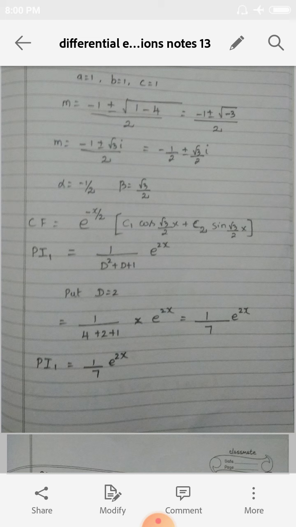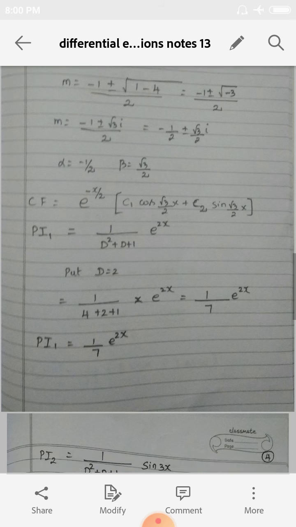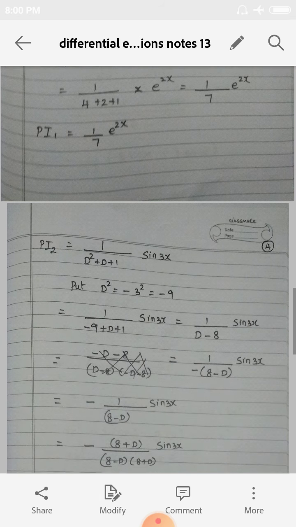We get the answer. Suppose again we get the failure case, then again multiply x to the numerator. We get x square. Again differentiate the denominator. We get the answer. This is for the failure case. Okay. Now the second particular integral.